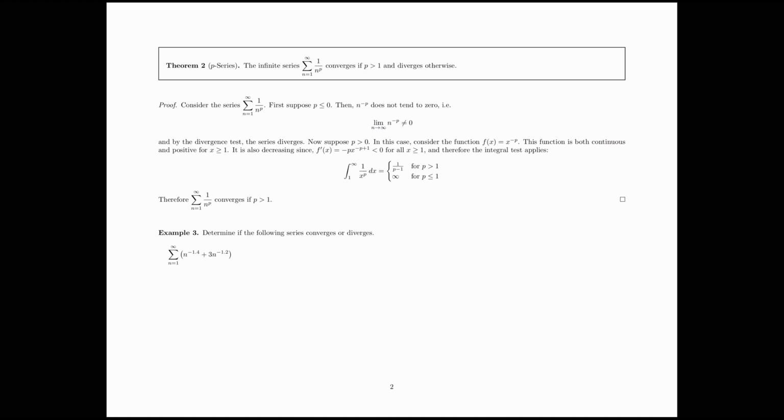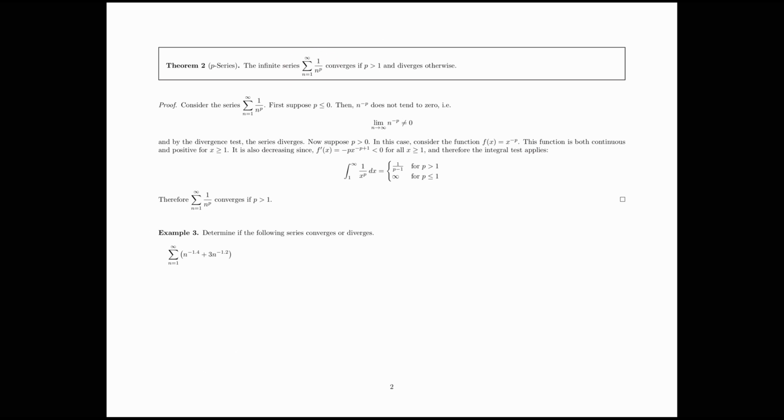All right, the next test, or not test, but a type of series that we're going to take a look at, a classification of series, is the p-series. A p-series is a series of the form 1 over n to the p, much like how we learned about p integrals, 1 over x to the p. In fact, the proof of the convergence of p-series for p greater than 1 is attributed to the integral test. This is exactly how we prove that p-series for p greater than 1 converge.